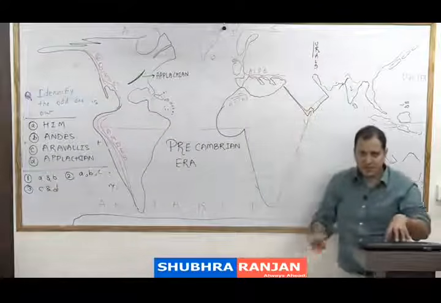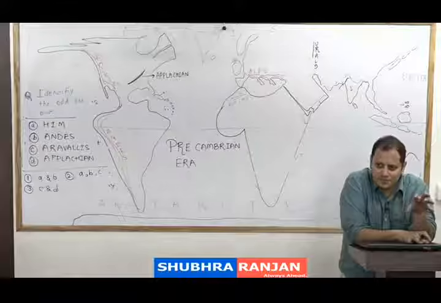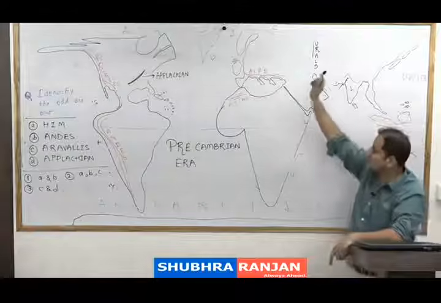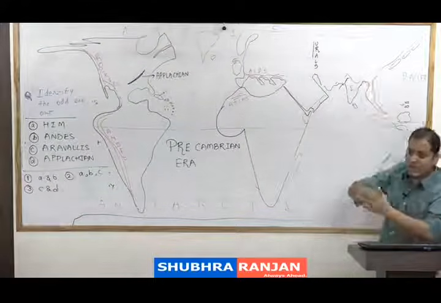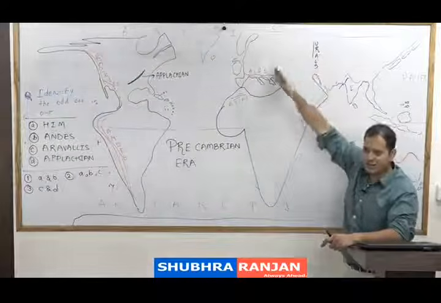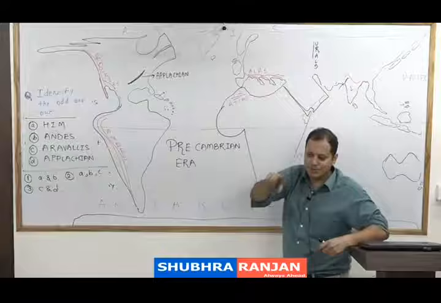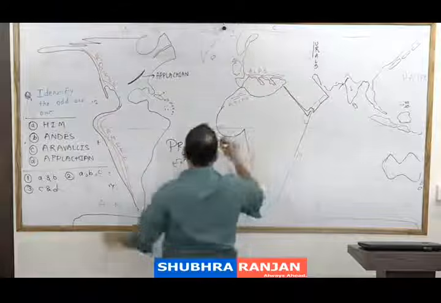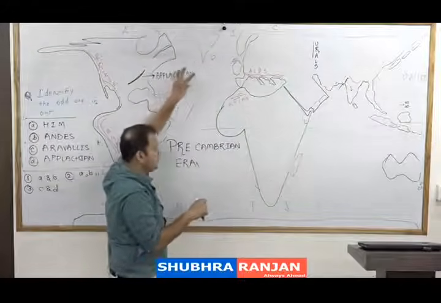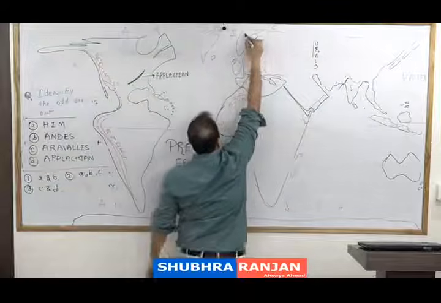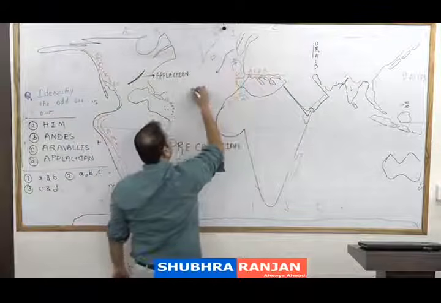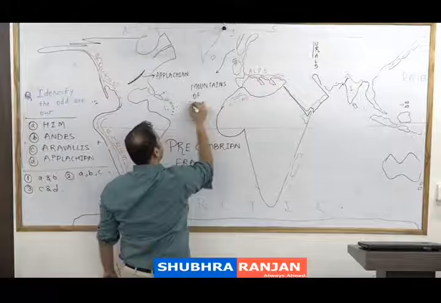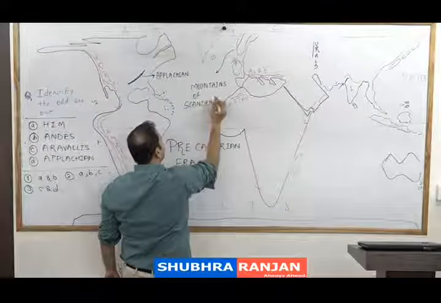Second, the Urals. What are the Urals? It is a mountain range located here, and it is considered a division between Europe and Asia, because geographically there is no division between Europe and Asia. Both are the same, but culturally there is a difference, and that is why we consider the Urals as the division. So the other old fold mountains are the Appalachians, the Urals, and third, the mountains of Scandinavia.